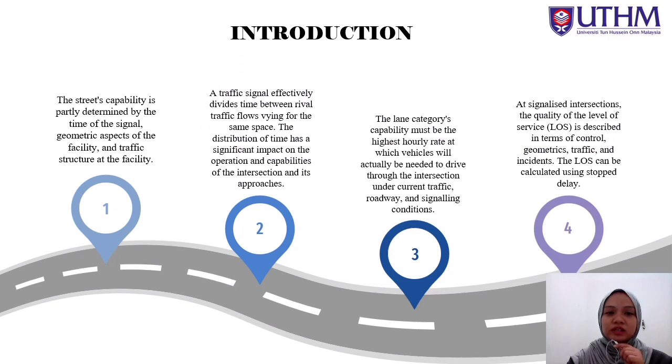Moving on to the first chapter of the project, which is the introduction. The street capability is partly determined by the time of the signal, geometric aspects of the facility, and traffic structure at the facility. A traffic signal effectively divides time between rival traffic flows vying for the same space. The distribution of time has a significant impact on the operation and capabilities of the intersection and its approach.